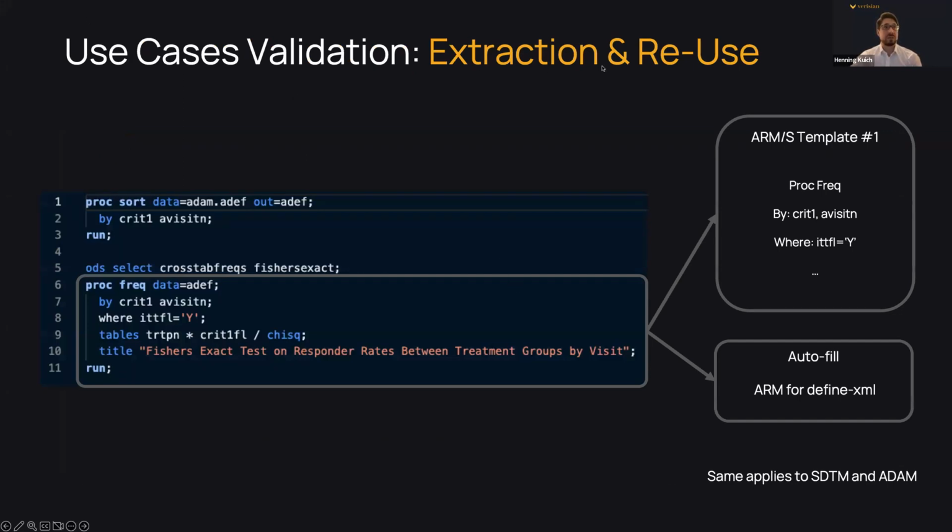So for validation itself, again, we're talking about this extraction and reuse, and I just wanted to make it very explicit. For example, if we have a small example of a statistic at the end of an analysis, we know all of the code, so we know the by variables, the where variables, the where conditions, we know exactly how the tables are set up, even the titles. We have all that information, and so we can extract this as a template. Of course, the real ones will be much more complicated, but we can grab onto them and extract them for reuse, or, for example, to autofill parts of the define XML. And this principle also applies to SDTM and ADaM.